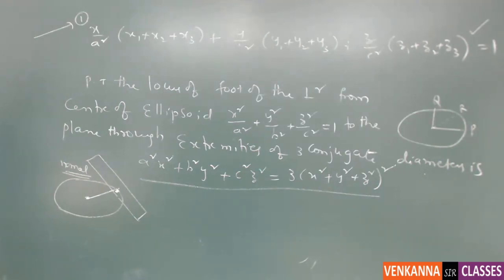If you draw from the center 0, 0, 0 to the plane PQR a perpendicular line, the normal, you will have the foot of the perpendicular. The foot of the perpendicular, which is lying on the plane, satisfies this equation that we have to prove. Is the visualization possible for you? All of you? Any questions?